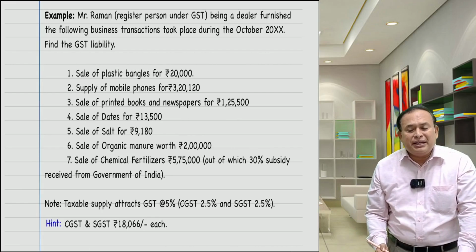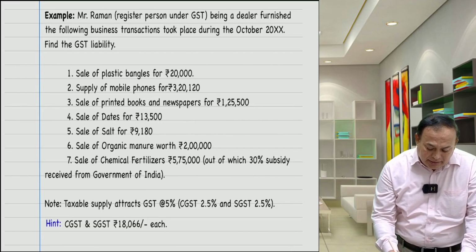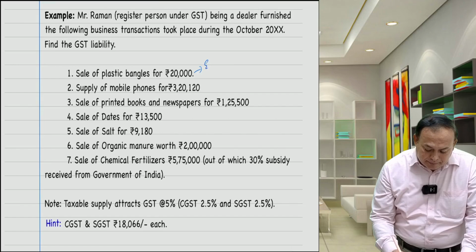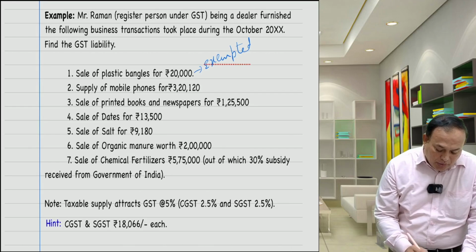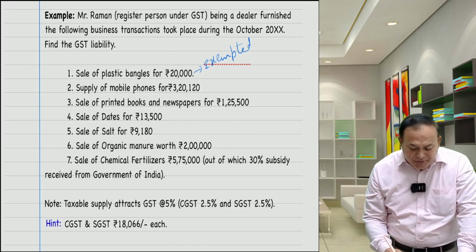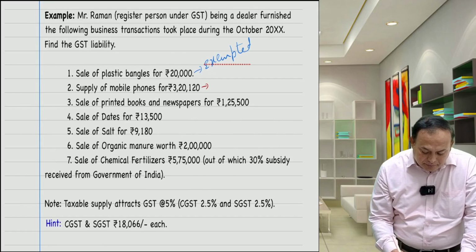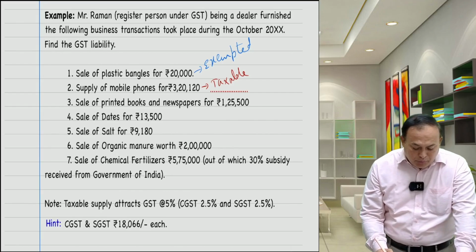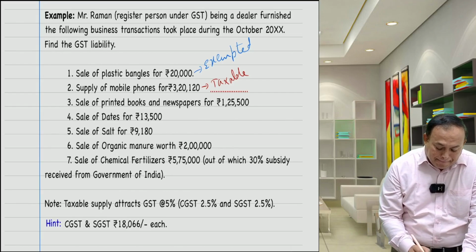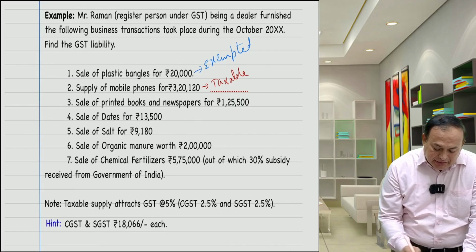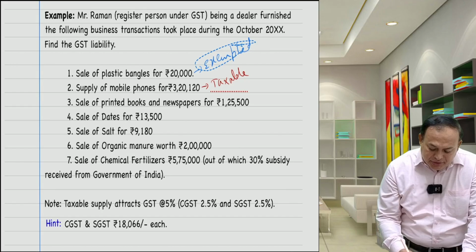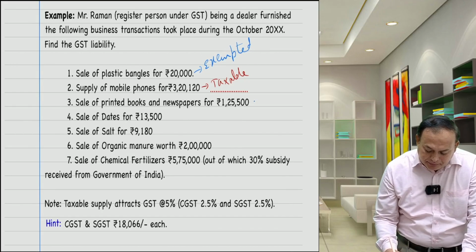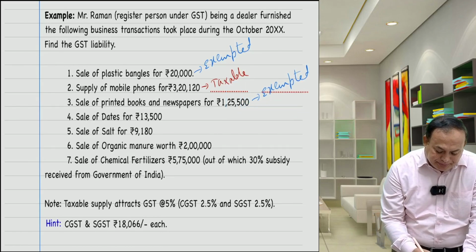Sale of plastic bangles, 20,000. Taxable or exempted? Plastic bangles. Exempted. There you are. Sale of mobile phones. Taxable. Sale of printed books and newspapers. Yes, there you are. It is exempted. Exempted.